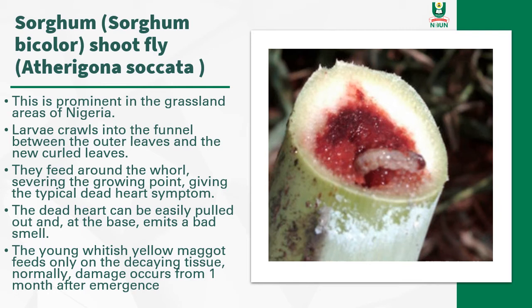They attack the leaves and the flowers, and they eat the heart of the plant. So the dead heart can be seen easily, and when you pull it out of the base, you can smell a very foul odor. The young whitish yellow maggot, which is what you can see here, feeds on the decaying tissue. It will damage the plant and then feed on it.